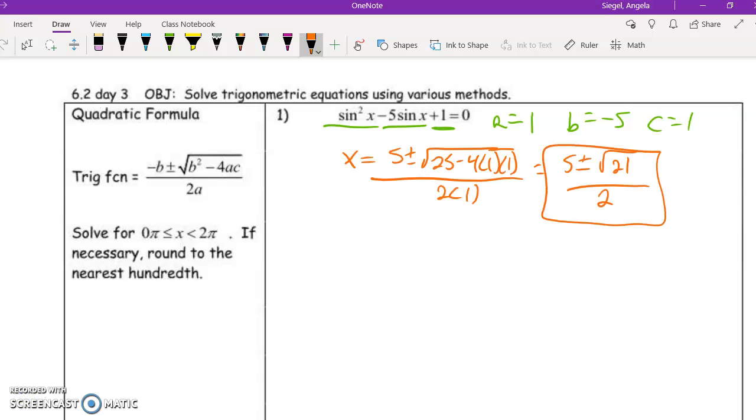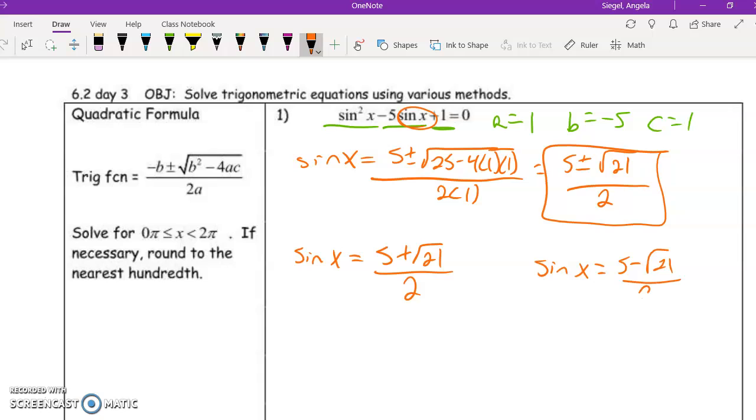Okay, so you should have gotten 5 plus or minus the square root of 21 over 2 equals x, but this time it's going to equal the sine of x. So I'm going to split this up into sine of x equals 5 plus square root of 21 over 2, and sine of x equals 5 minus square root of 21 over 2. My next step is I take this and see what it is as a decimal. So go ahead and do that for both of those.